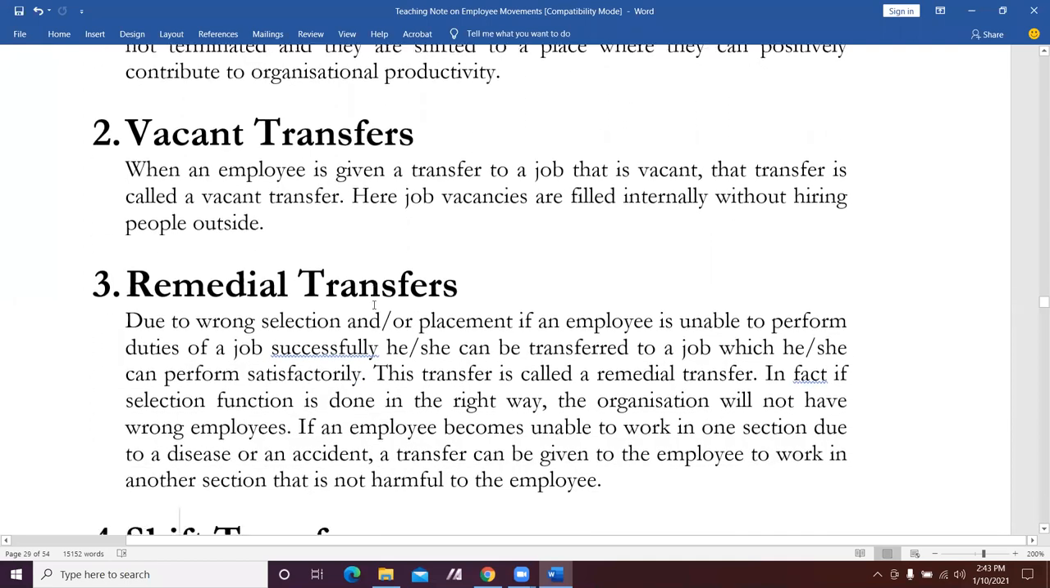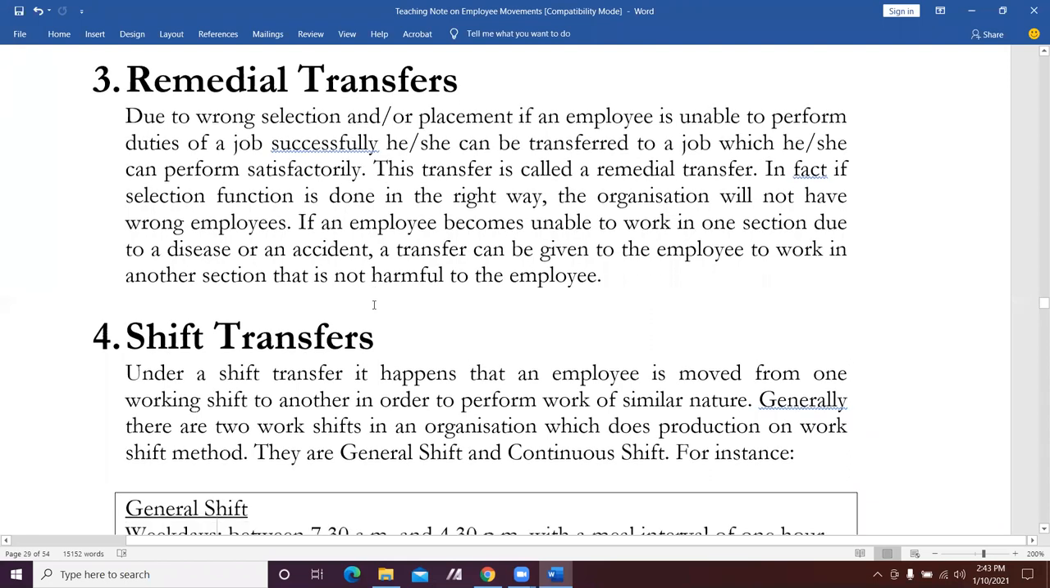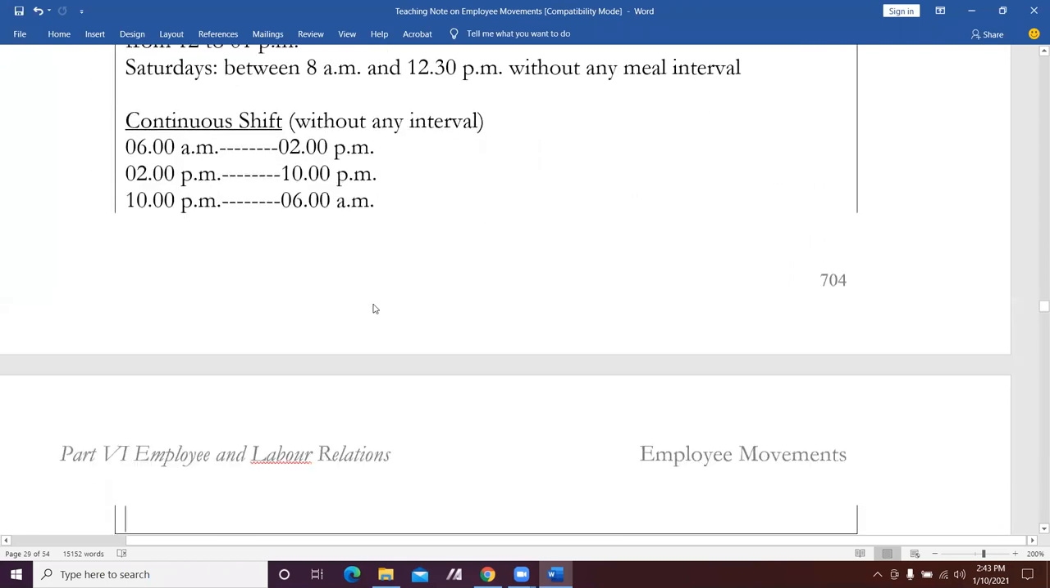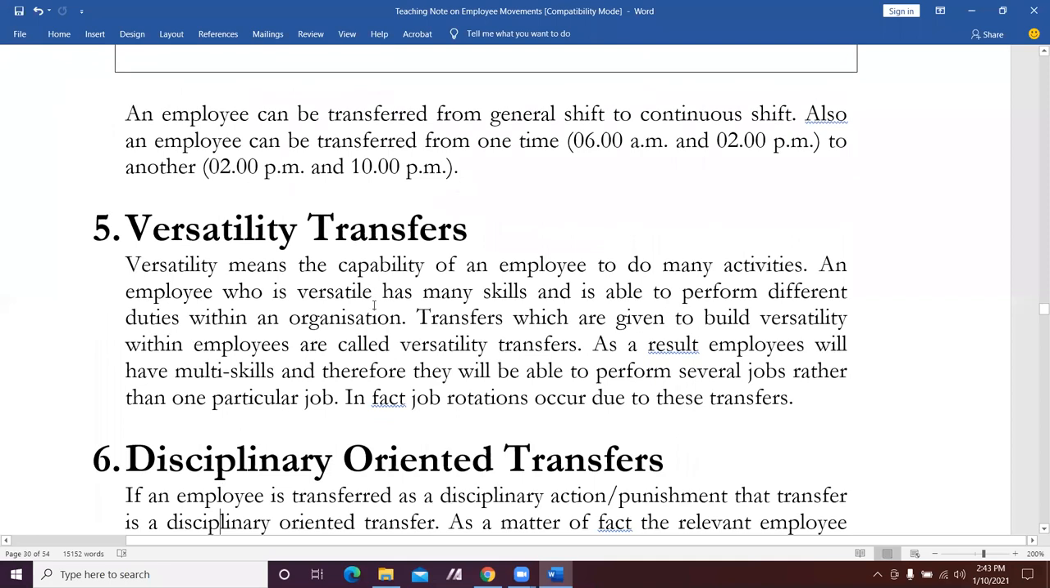Then vacant transfers, you can understand, please read them. I'm not going to use this time, which is very limited. You can shift transfers, from general shift to continuous shift, from night shift to morning shift. Likewise, then versatility transfer. Well, what do you mean by versatility?